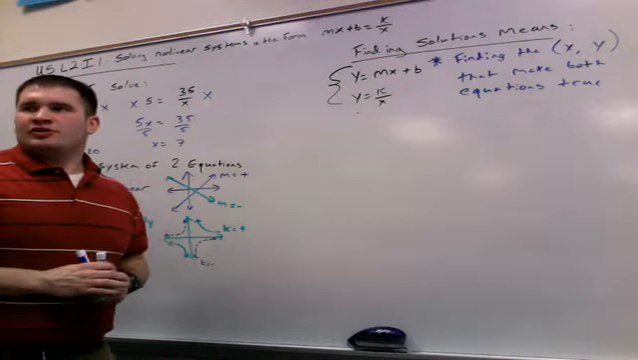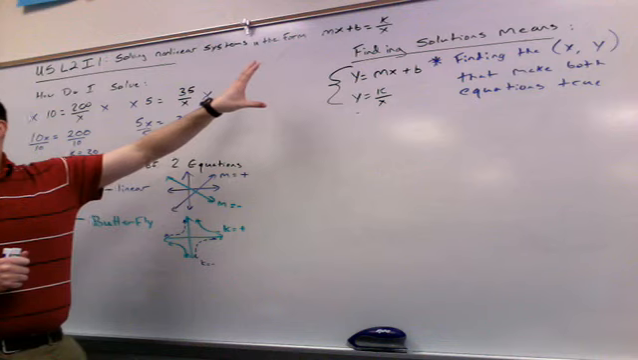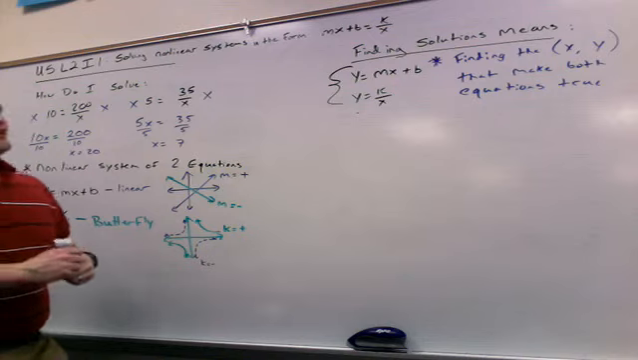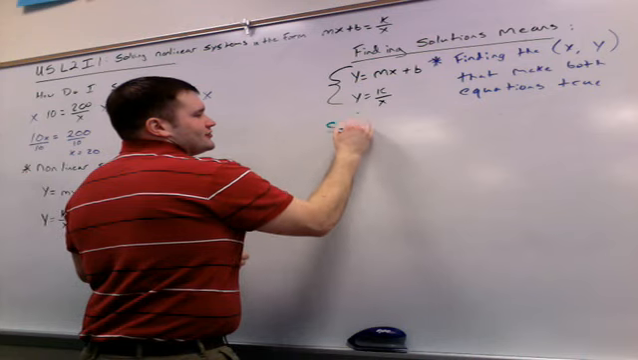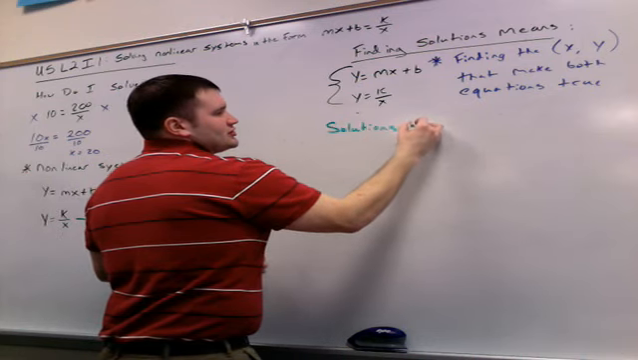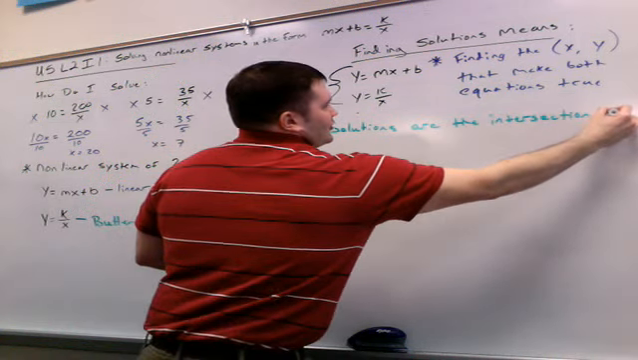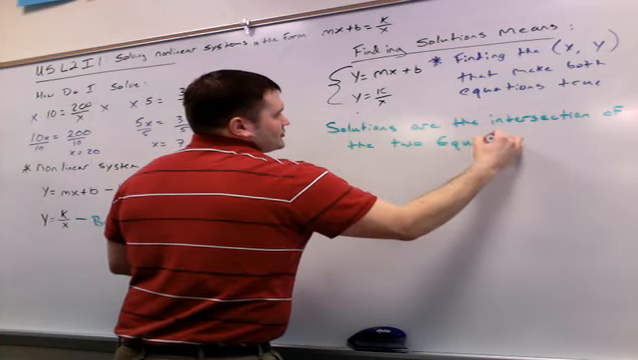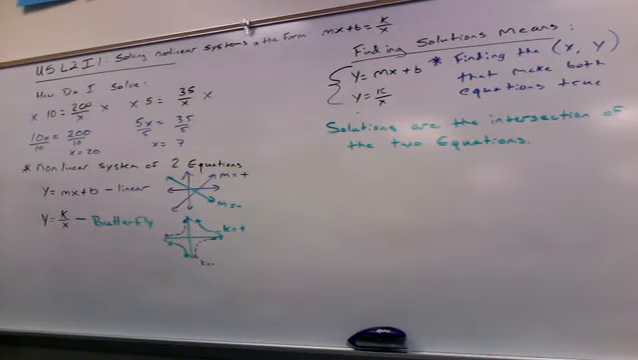Now for a system of equations, this x comma y is where the two graphs do what? Meet. Right? What's the fancy word for that? Intersect. Good. So these solutions are the point of intersection. Solutions are the intersection of the two equations. It's the intersection of the two equations. Right? That's what our solutions are, right?